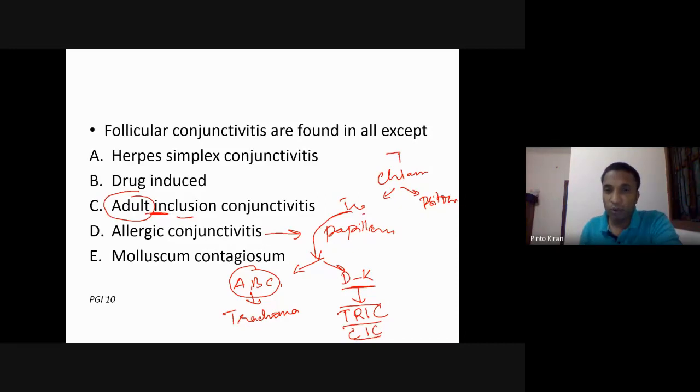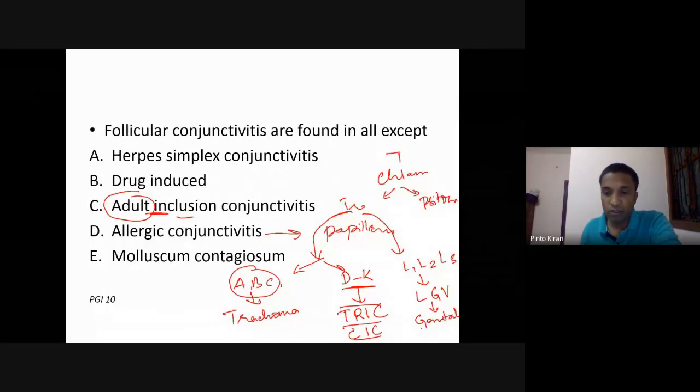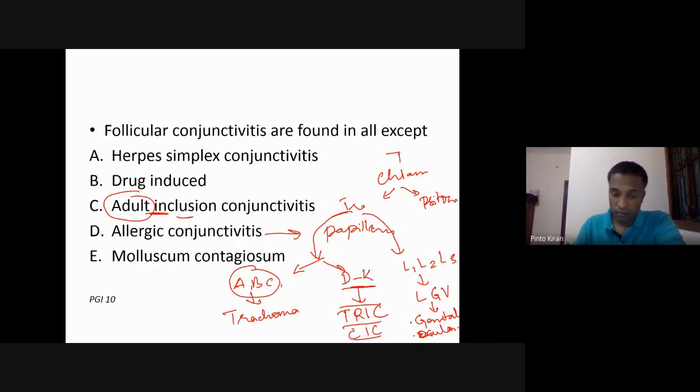Similarly, you have one more set of serotypes known as L1, L2, L3. These serotypes will cause something known as LGV. LGV means lymphogranuloma venereum. Again, this will cause genital infection, and then you also have ocular infection. So there should not be any confusion. Adult inclusion conjunctivitis refers to the chlamydial infection. Drug induced also. So the only option is allergic conjunctivitis.